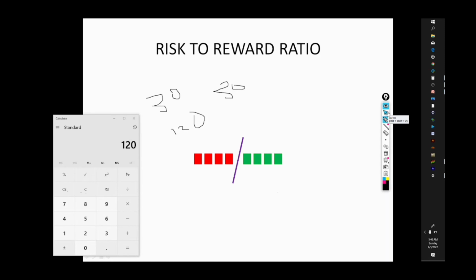Now, even if you make your fifth trade a win, you will still be at a disadvantage. I don't know whether you're getting what I'm saying, because the difference between 120 and 30 is still a negative. You understand? If you subtract 30 from 120, you will have $90. So you are still $90 at a loss. So this is why it is good for you to follow risk to reward ratio.